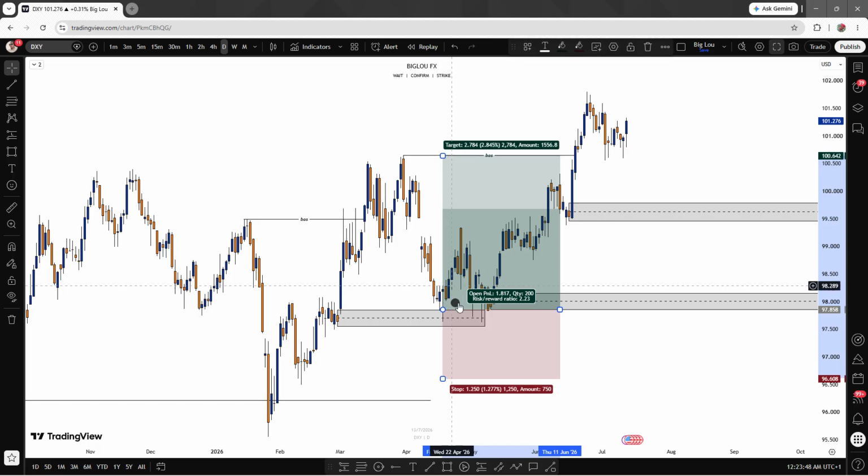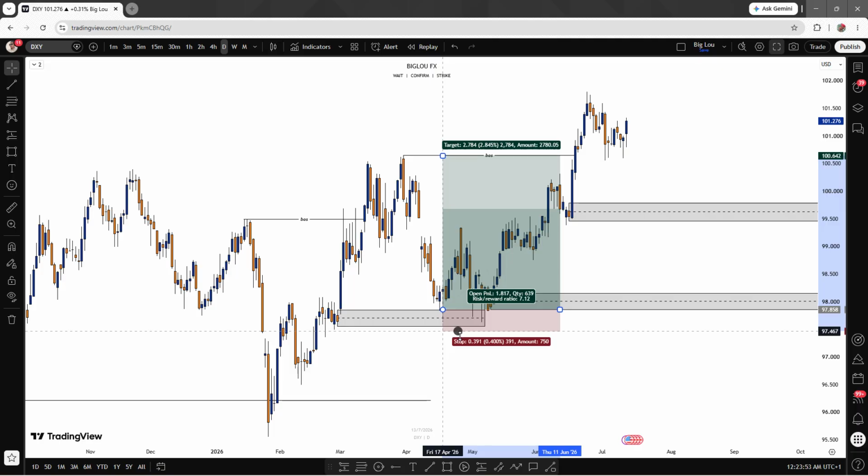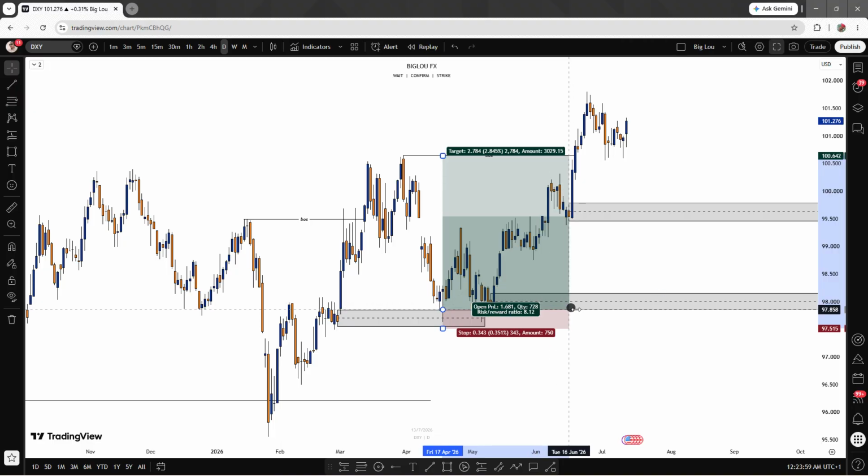So this is on DXY. Of course, DXY is just to correlate to the other pairs you trade. You're not trading DXY, but you want to use it to correlate other pairs you trade. Now you can see from 17th April to 18th June, we just knew that for this period of time, we are bullish till this high is taken. We are bullish, and this is the daily time frame.